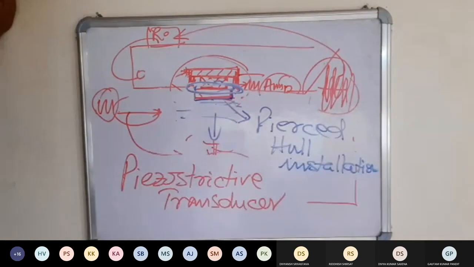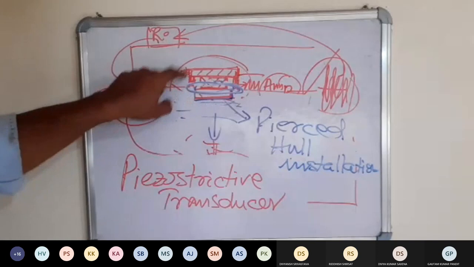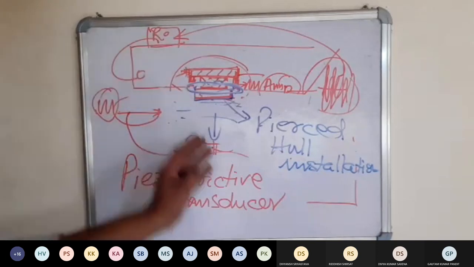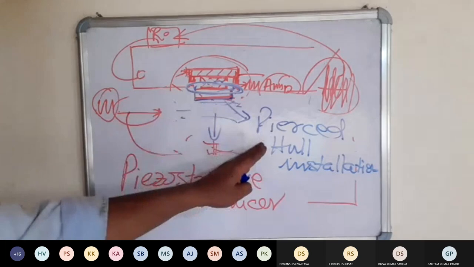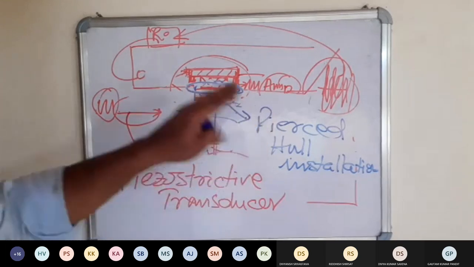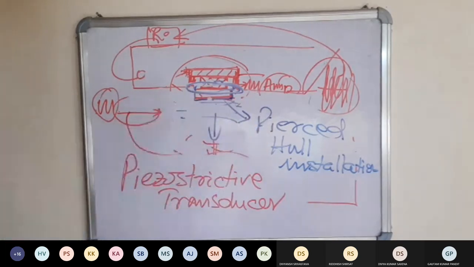This is pierced hull installation, which is the main disadvantage. That means it cannot be repaired while afloat. It can be repaired only when in dry dock. क्योंकि हम इसको हटा के खोल नहीं सकते, खोलेंगे तो पानी घुसेगा. So that is the biggest advantage. Sorry, disadvantage. Advantage is that it is very energy efficient.